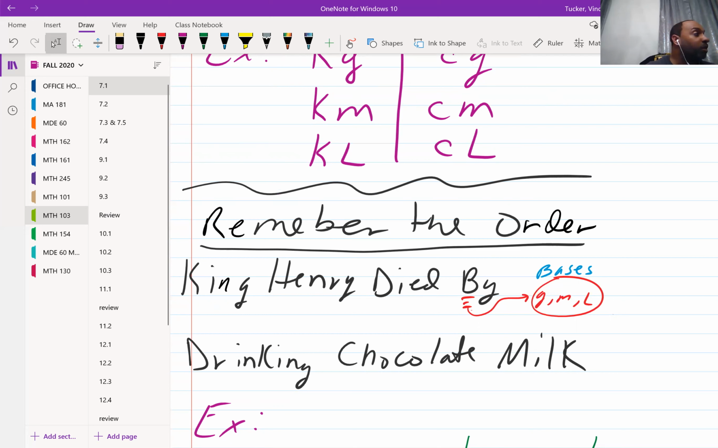So K for kilo, H for hecto, D for deca. Then B is for your base. So whatever base you're dealing with is what B represents. Then you have deci, centi, and milli.